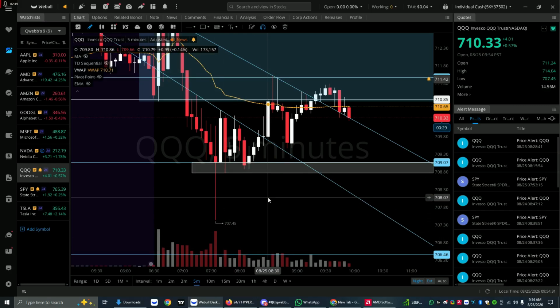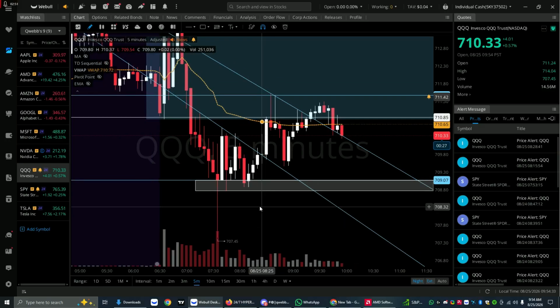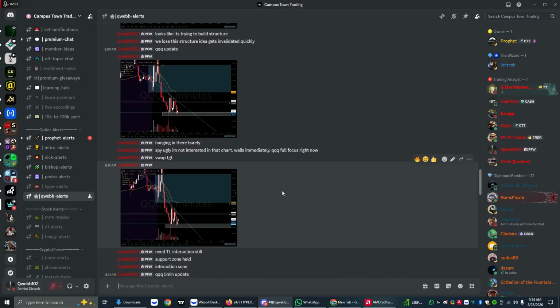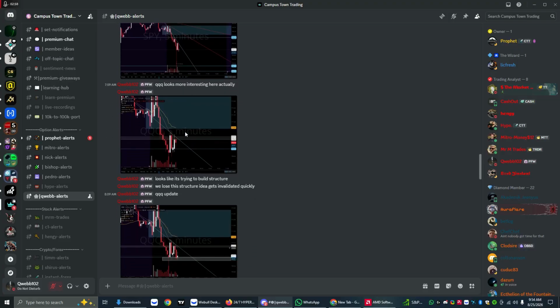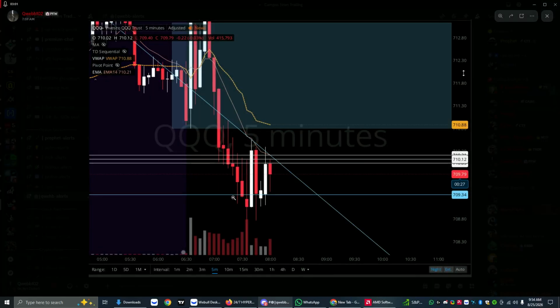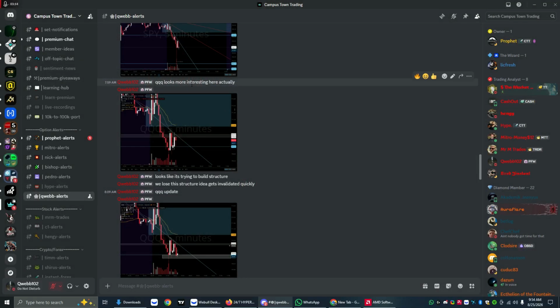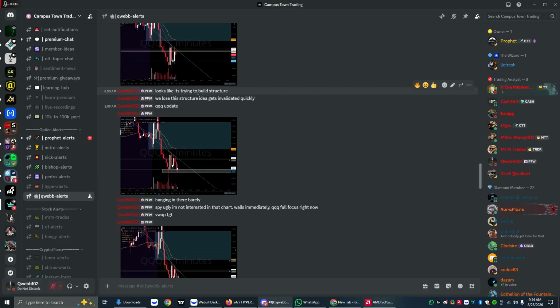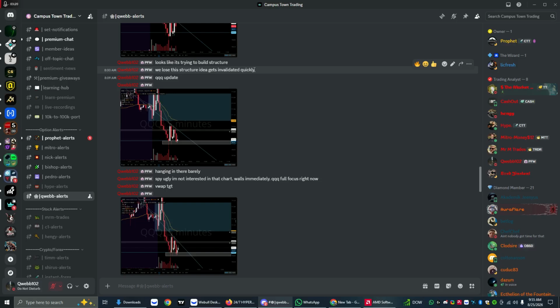So let's go to my channel and talk this out play by play. QQQ looks more interesting here. I said that because of this support zone holding and basing and attempting to touch the trend line, not getting a strong rejection, just a down rejection to the support zone. It looks like we are trying to build structure. If we lose this structure, the idea gets invalidated quickly.